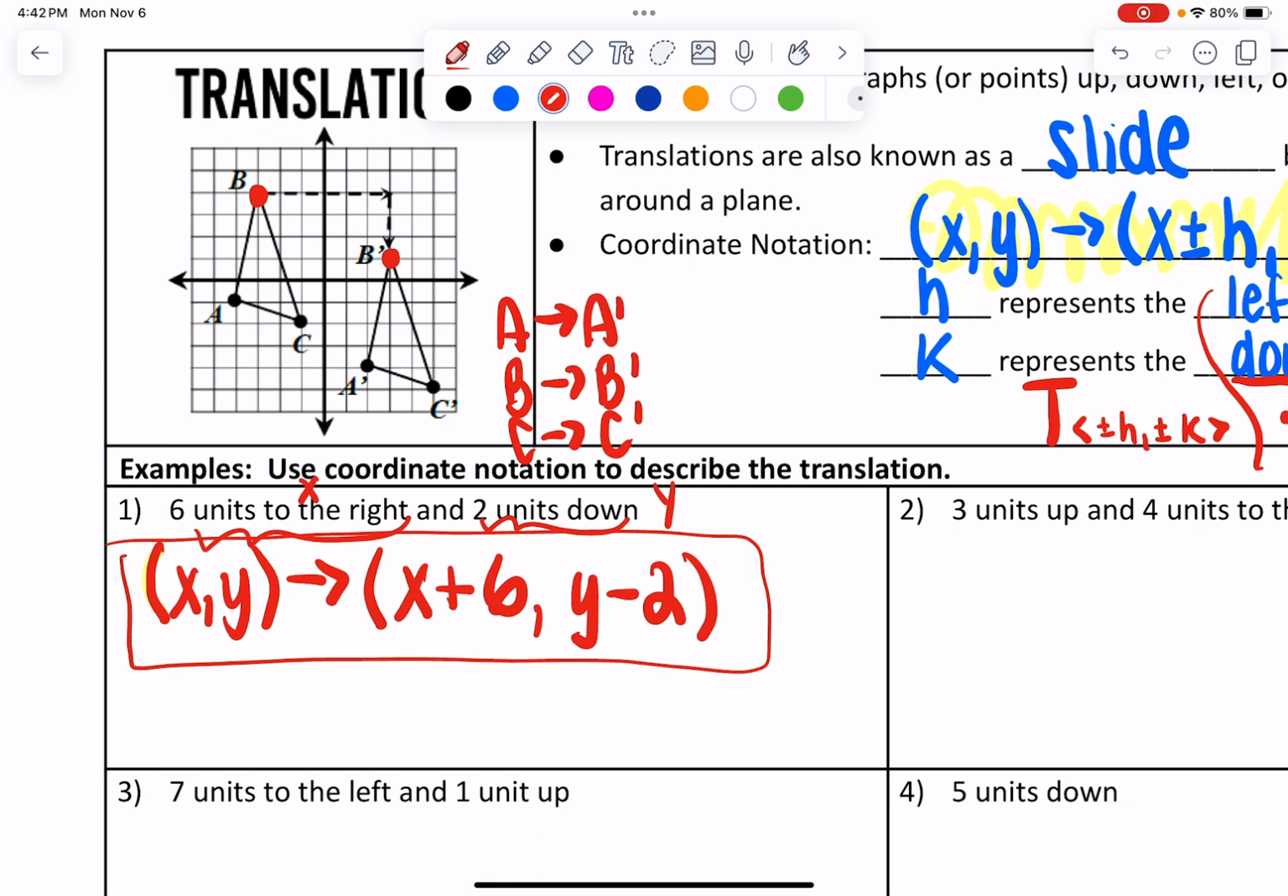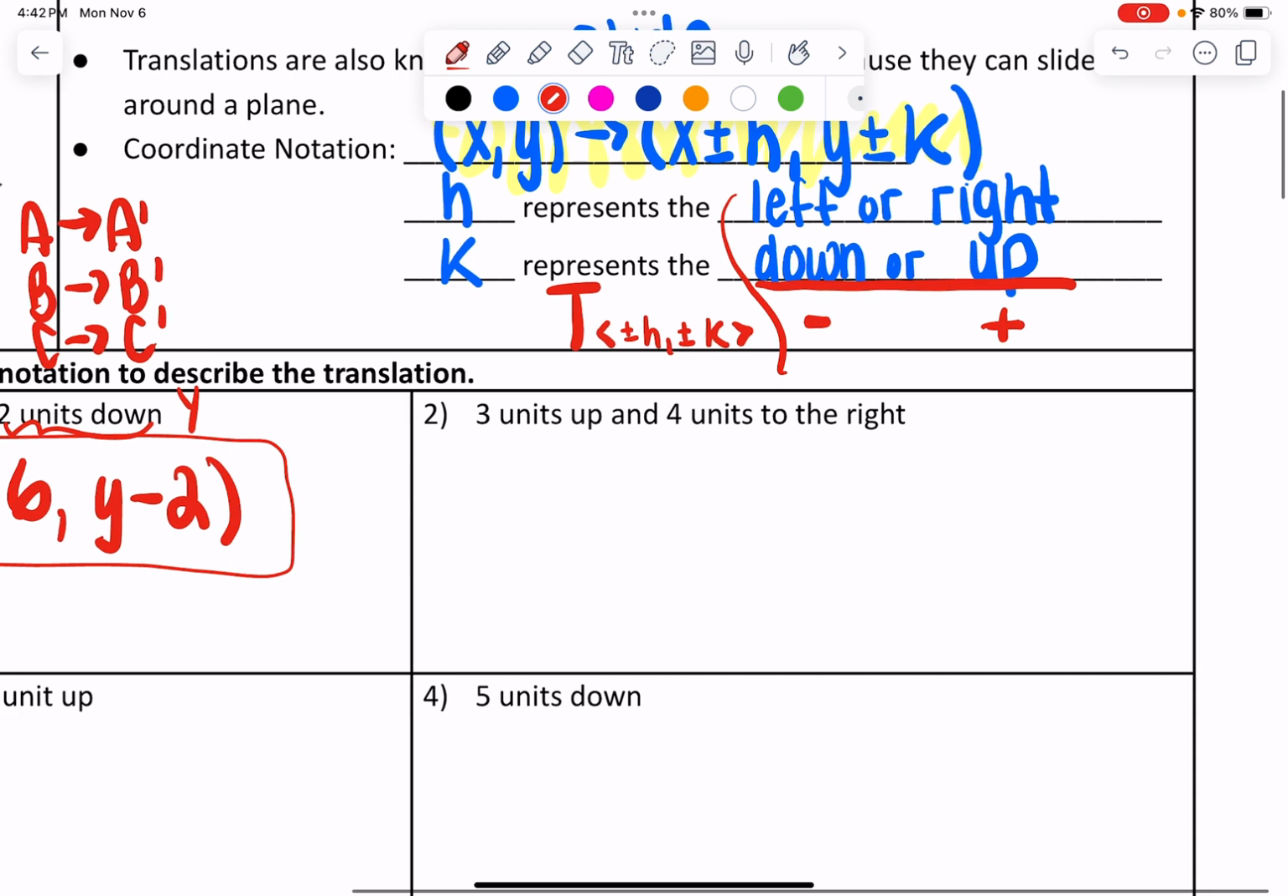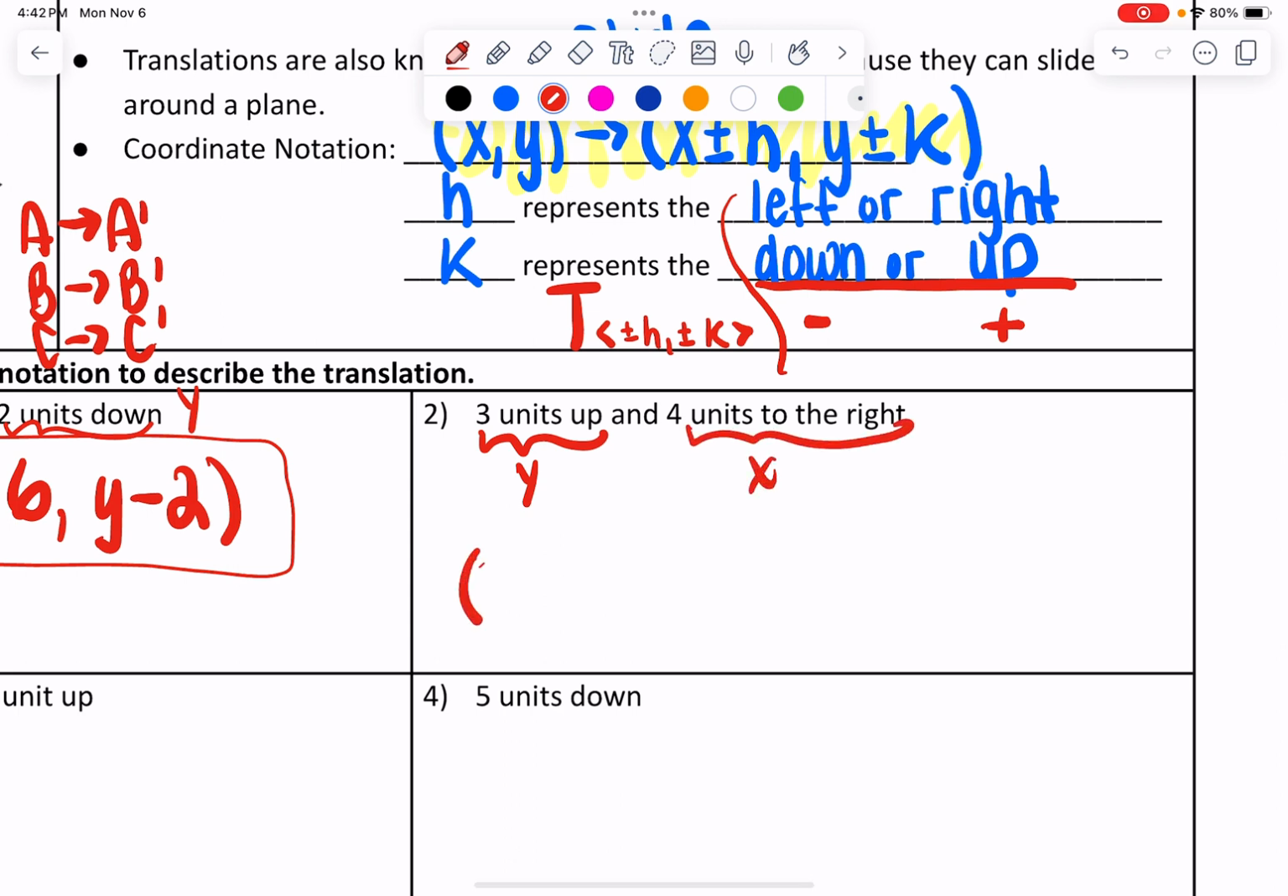And the next one. So make sure you're reading it right. 3 units up deals with y first. And then 4 units to the right deals with x. So it's going to be x comma y. Make sure you put it in the right order. It's 4 units to the right, so it would not be x plus 3. It would be x plus 4. Making sure I get that order right.